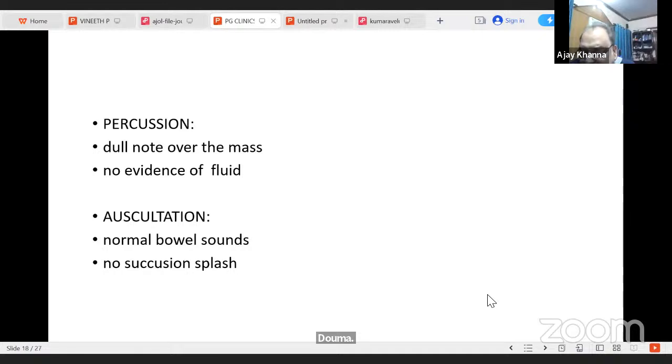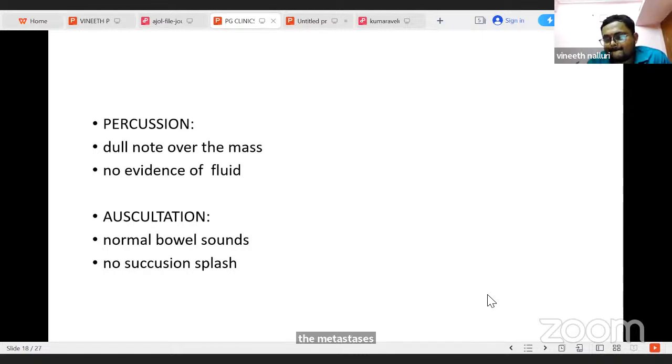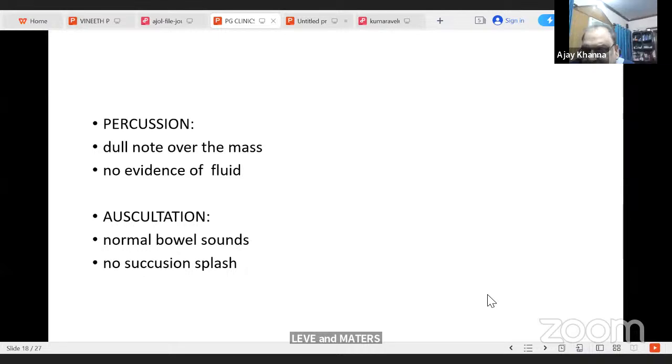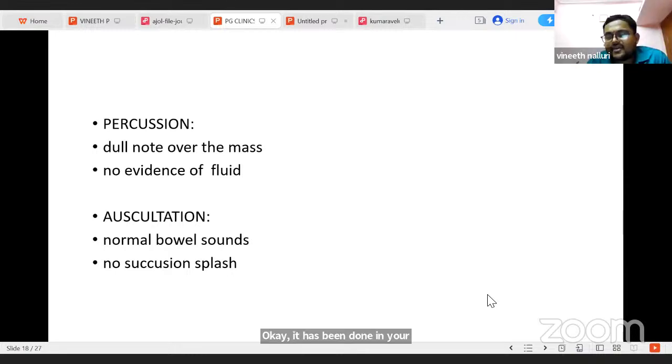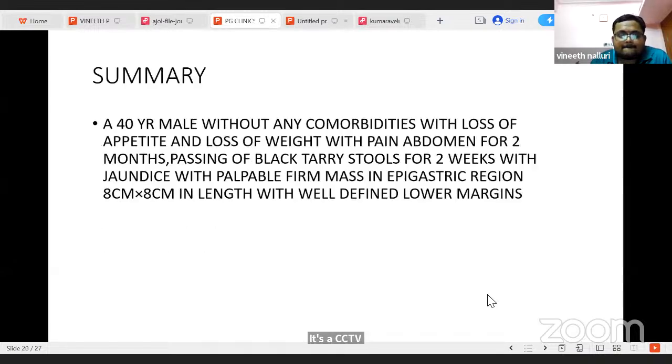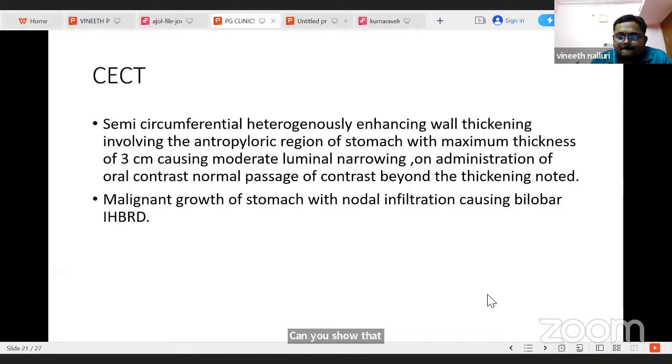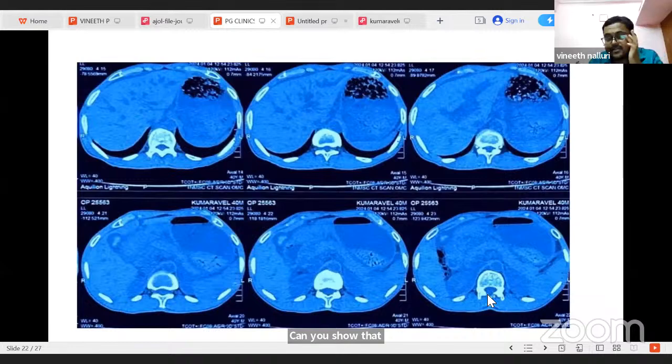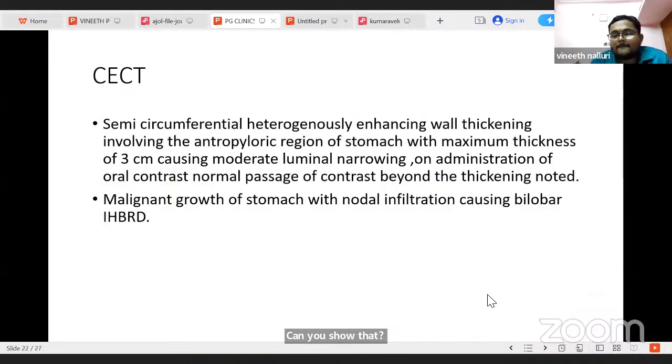The same thing is done here. You will look for the stomach, you will look for all the nodes there, and you will look for the metastasis: liver metastasis, peritoneal metastasis, or any other metastasis. Yes, sir. Has it been done in your patient's CT scan? Yes, sir. CECT has been taken, sir. Can you show that? This is the CECT report, sir.